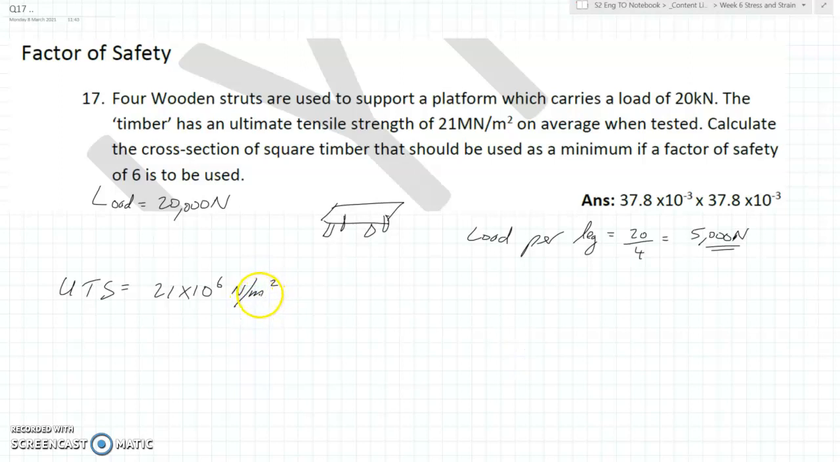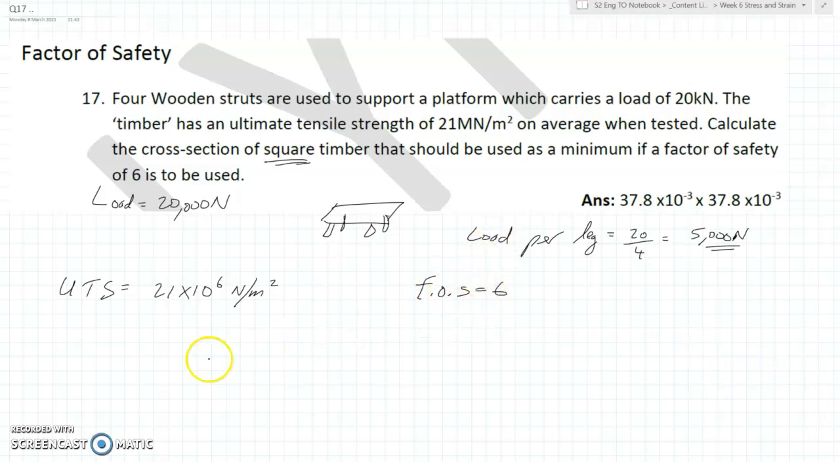Calculate the cross-sectional area. So that'll be involved when we get the area, and then we can work back to the cross section, which will be a square, so it'll be the square root of the area, something like that. And the factor of safety there is 6. Factor of safety equals 6.